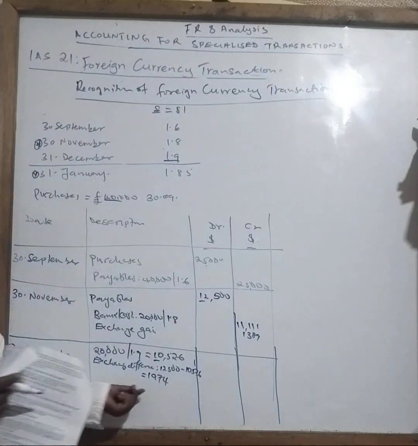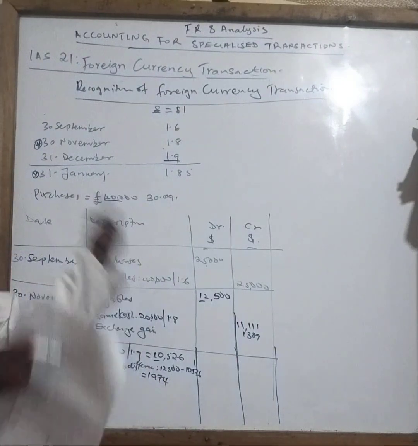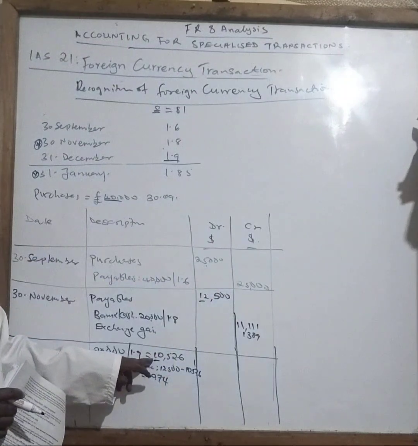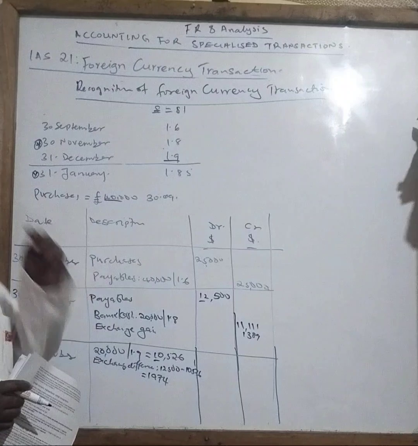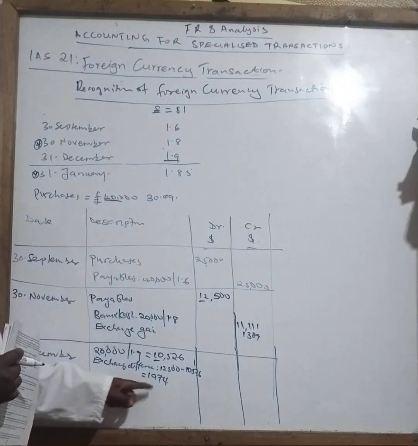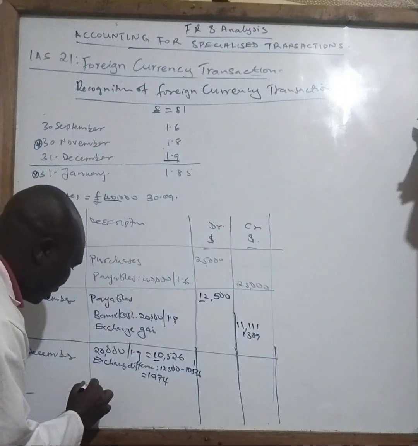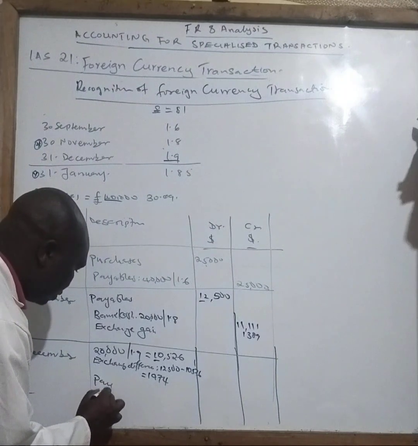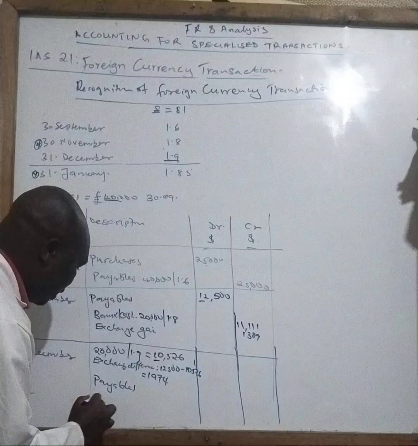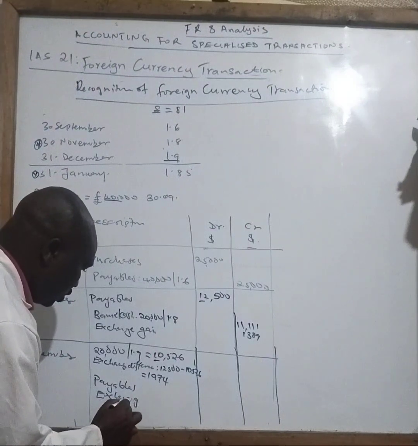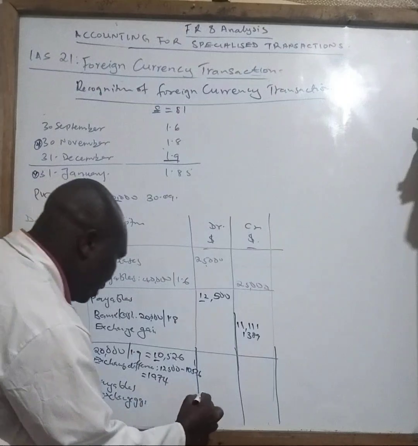1,974. This is now the... Now compare. If I was to pay, I cannot pay 12,500, but I will pay 10,526. So it is a benefit to me. So for that case, because it's a benefit, I have to reduce the payables, debit payables. I'm reducing payables, then exchange gain. So I will debit now.